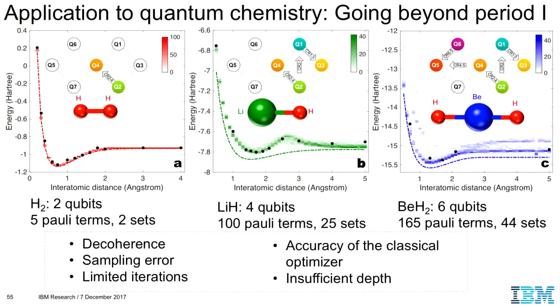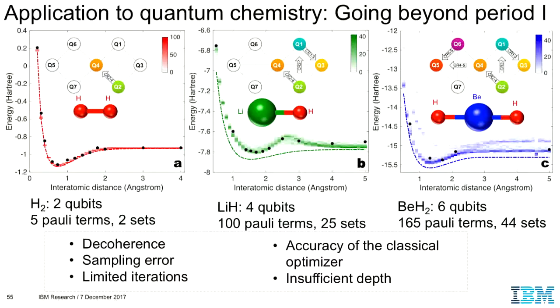For lithium hydride, we use 4 qubits, 100 Pauli terms, so it goes up quite a bit. But again, you could put them into sets of 25, and then even more for the 6 qubit beryllium hydride simulation. There are 165 Pauli terms, but you could group them into 44 sets.